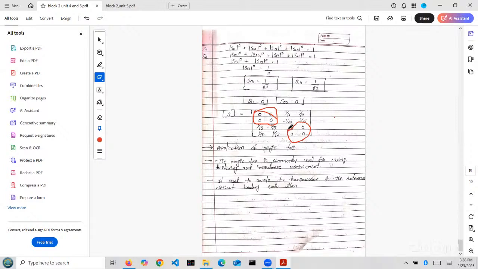Next, what are the values of S13, S14, S23, S24? I got 1 by root 2, 1 by root 2, minus 1 by root 2, and 1 by root 2. So, this matrix, we will get from the simplification of the previous one.